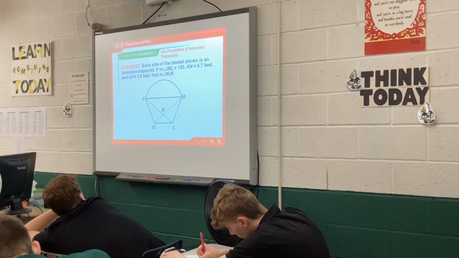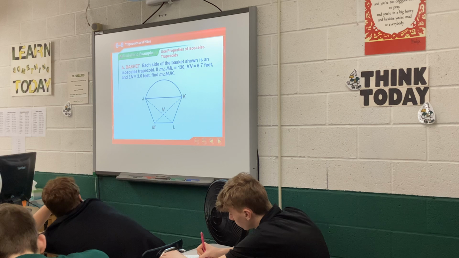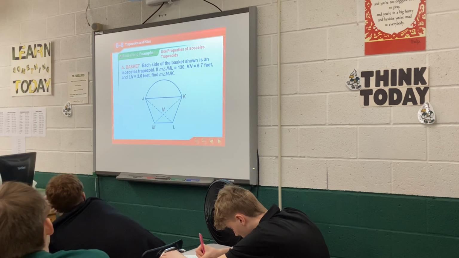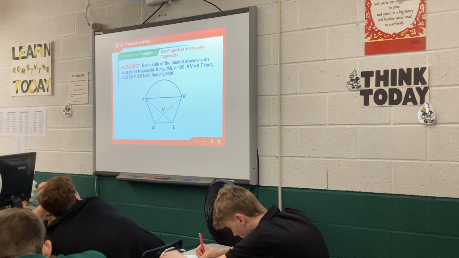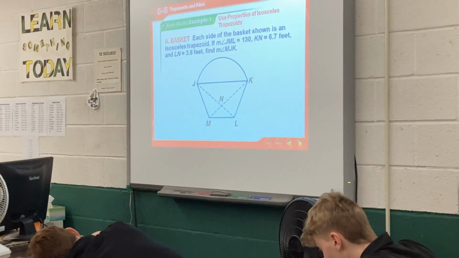So obviously we've got a pail here or something. Oh, they call it a basket. So we don't care about the little handle. We're caring about the main part of it, right? Each side of the basket showing is an isosceles trapezoid. So all of a sudden you have to think about everything. Isosceles trapezoid, so what's true about JL and KM? They're congruent. What's true about JM and KL? They're congruent, right?